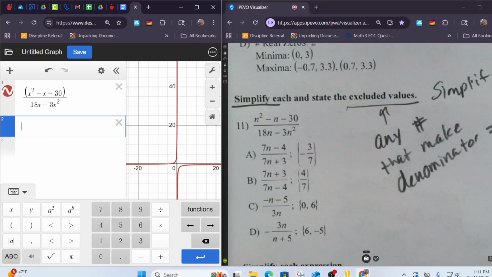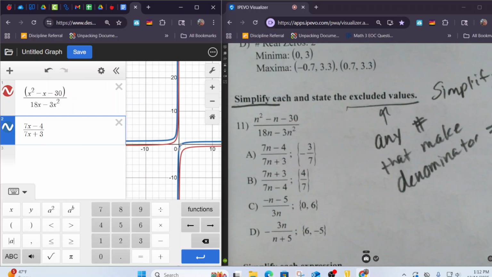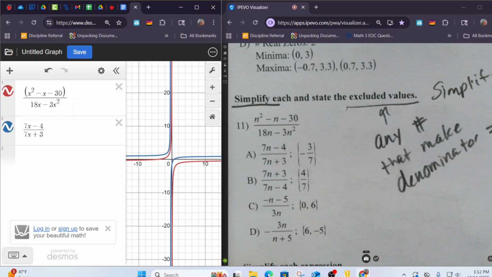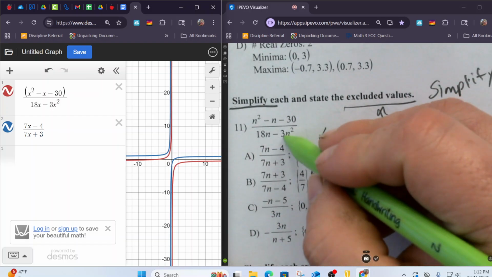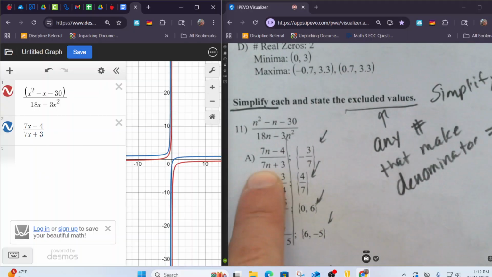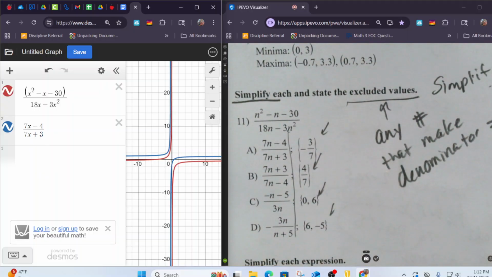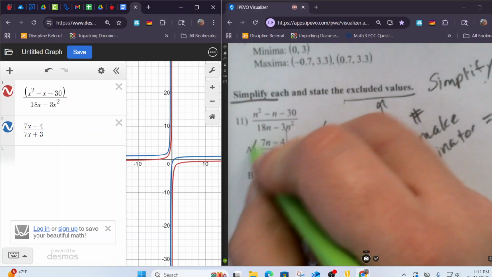So if you type them in one by one, where are those things on the outside? Those are the excluded values. Now, guys, looking at this, if I type in the first, what these are right here, those are your excluded values. This is your graph. Is letter A the right one? No, the graphs don't match.